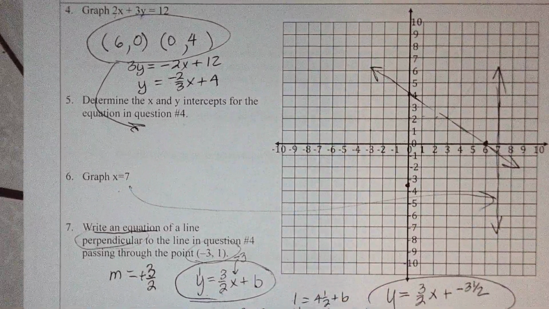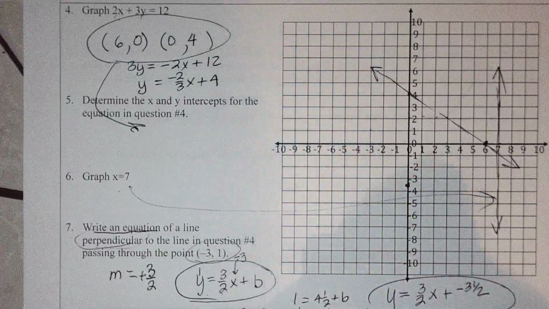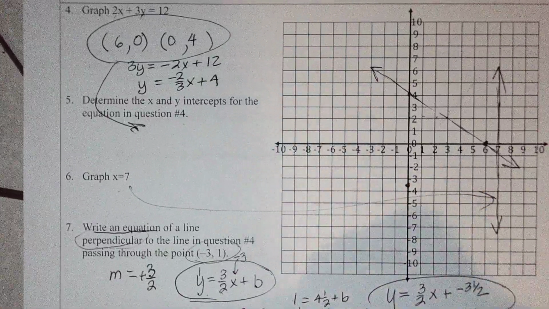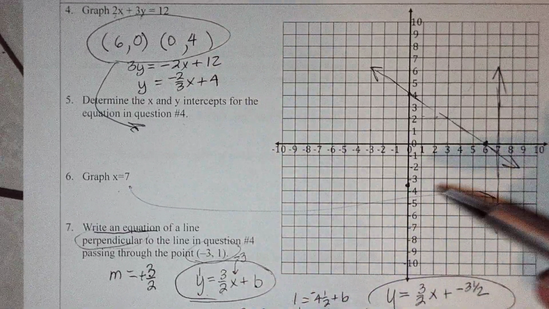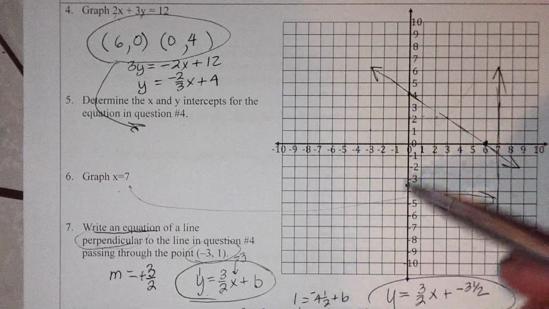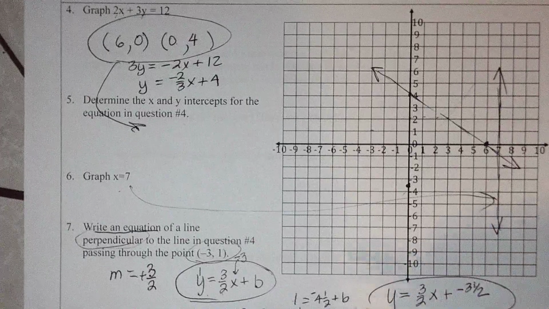Let me see if I can see that. So that's negative 9 halves, negative 4 and a half. Yeah, because it wasn't going to be perpendicular. It wasn't going to go through negative 3, 1. I knew I had something wrong. That's a good thing I checked it.